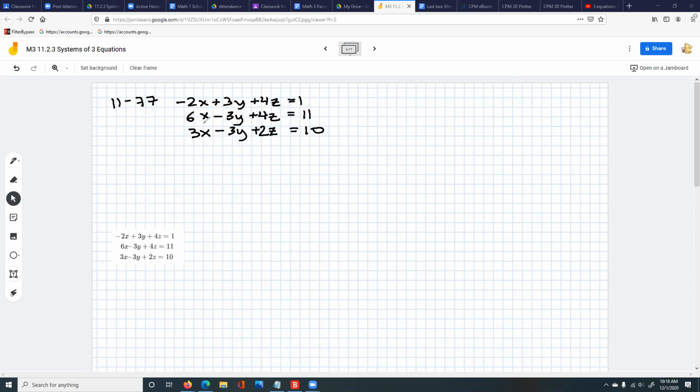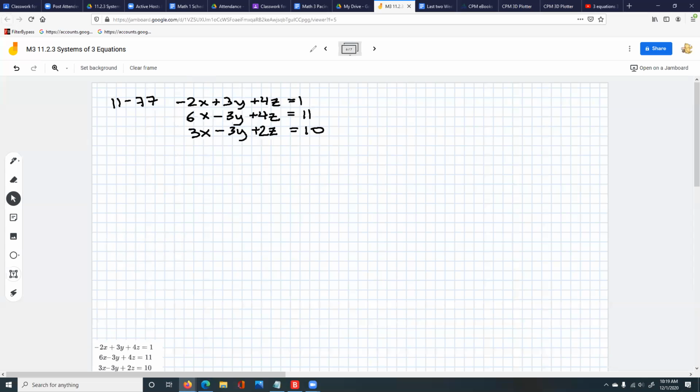Okay, let's take a look at these 3 equations. Let's see which variable we want to eliminate first. So let's look at the x's. Look at the coefficients: -2, 6, 3. We would have to change all of them to 6x's and make one of them a -6x to cancel these out, which, okay, that is doable, but let's go on to the y's.